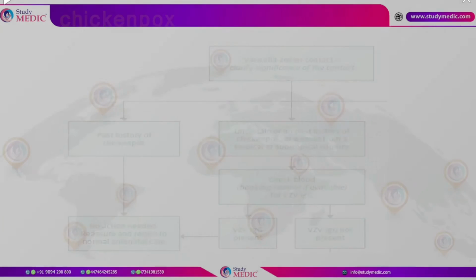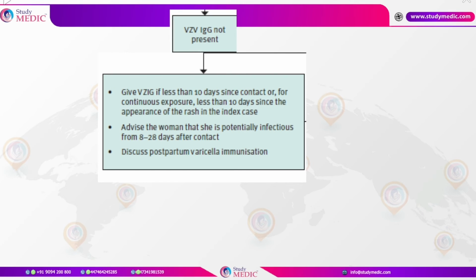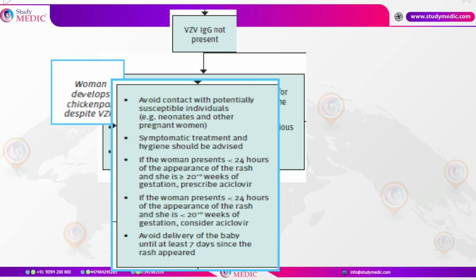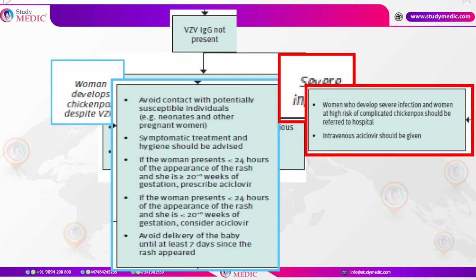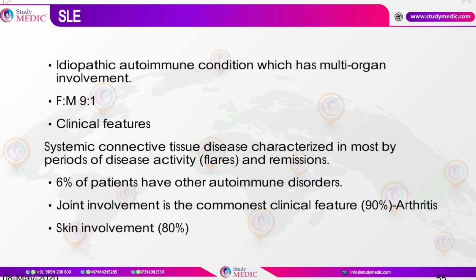So this is the flow chart mentioned in the guideline, which helps you understand what needs to be done when your patient takes the immunoglobulin, and what should be done when it is not given. Please go through these flowcharts. These are very important flowcharts which give very important answers for important questions.